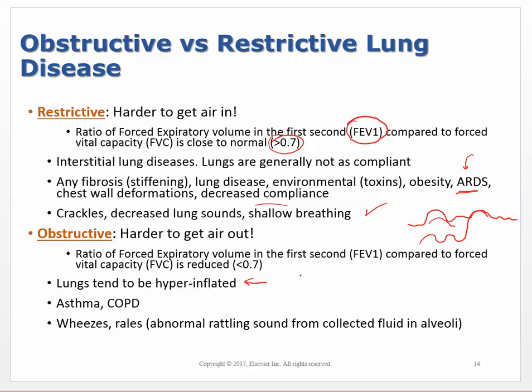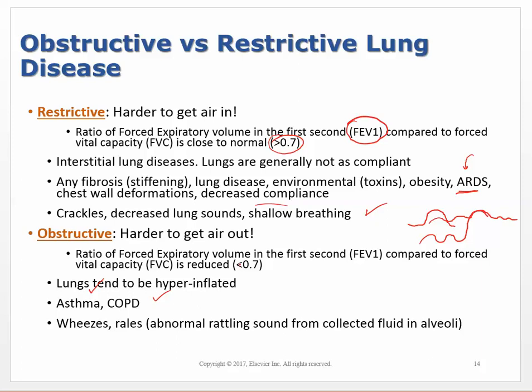Okay. And especially because if you think about getting air out, a lot of that does depend on the elastic recoil of the lungs. If you've lost some elasticity, like with COPD, then it's going to be harder to get the air out anyway, not to mention what's going on in your alveoli. So asthma, that's a constriction of the bronchi.